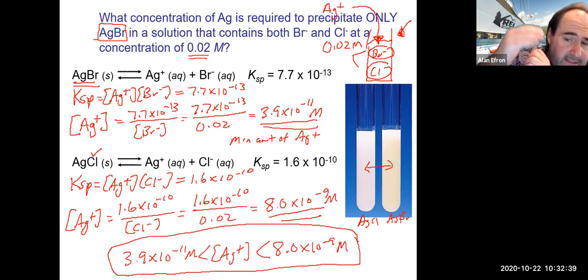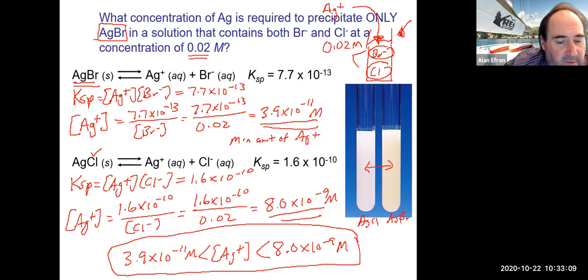You may continue to see solid, but at some point, if you just keep adding, in theory, you will stop seeing solid because you probably removed all of the bromide from the solution. At that point, you could centrifuge it and pour off the liquid, which should just contain the chloride. You then can bring the concentration of silver to 8 times 10 to the minus 9. And at that point, you should start to see some more solid being formed.